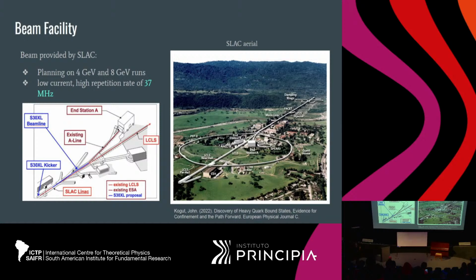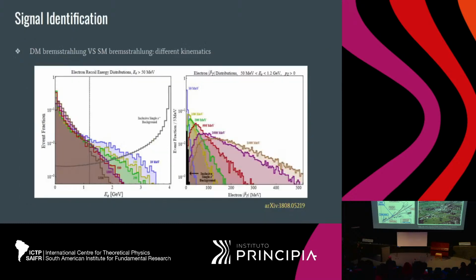And so the facility will allow us to provide a very low current beam, so one particle impinging at a time, which is what you want for such an experiment, but with a very high repetition rate of 37 megahertz, which means that you want to perform a missing momentum experiment at this rate. You have basically to measure particles every 27 nanoseconds. So this is really challenging. It's probably the most challenging aspect of the experiment.